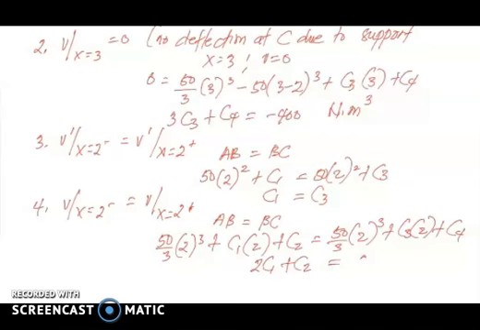So we can have the values for our c sub 1, c sub 2, c sub 3, and c sub 4. Therefore, c sub 1 is equal to c sub 3, which is equal to negative 400 all over 3, and c sub 2 is equal to c sub 4, and that is equal to 0. Now we're going to obtain the value for our slope and deflection for segment AB and segment BC.